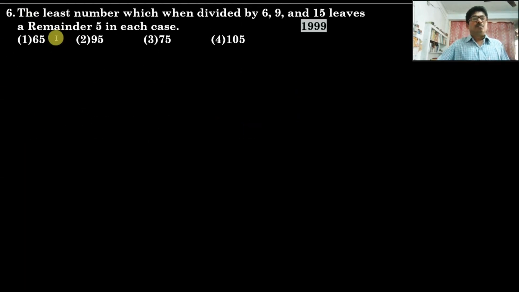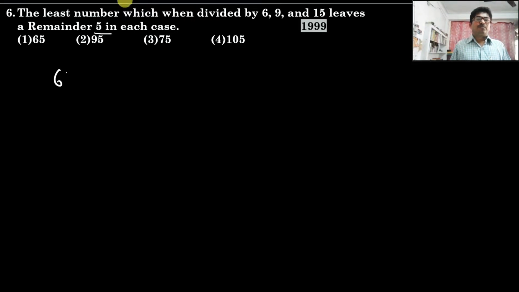Sixth question, the least number which when divided by 6, 9 and 15 leaves a remainder 5 in each case. We can choose the option by trial and error method. Every time we have to get 5 as remainder, so we have to subtract this 5 and check divisibility rules.